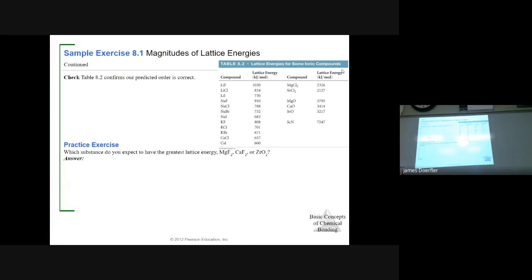So, we have MgF2, we have CaF2, and ZrO2. Magnesium fluoride, calcium fluoride, and zirconium oxide. Okay, now, before we start solving this, I just want to point something out.